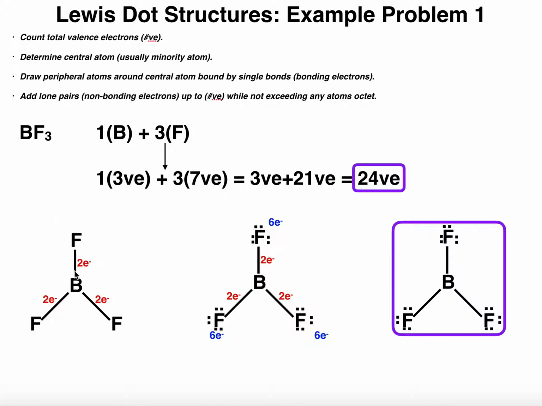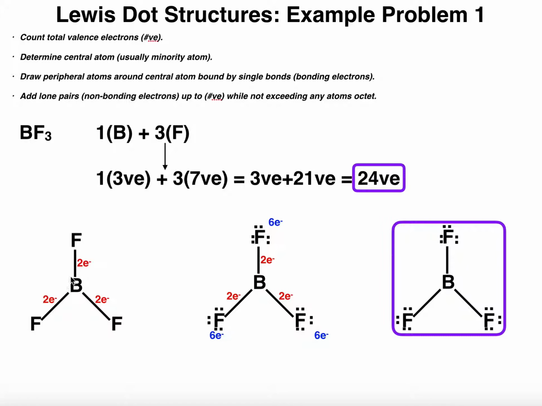So notice down here I've drawn boron as being the central atom. Then what I'm going to do is I'm going to draw the peripheral atoms around the central atom bound by single bonds, which are going to be bonding electrons. So I've got 3 fluorine atoms. I would need to arrange them in a way something like this, where all the fluorines are positioned around the central atom.